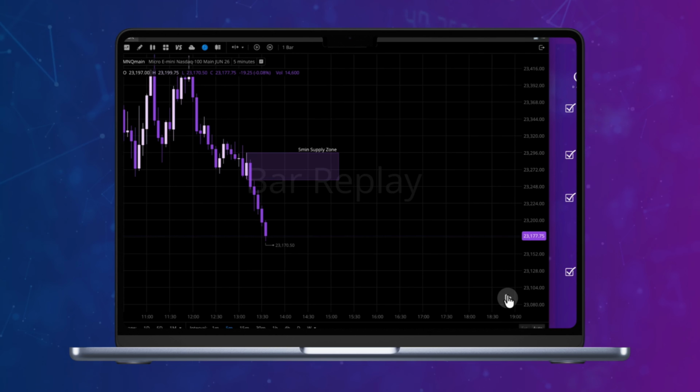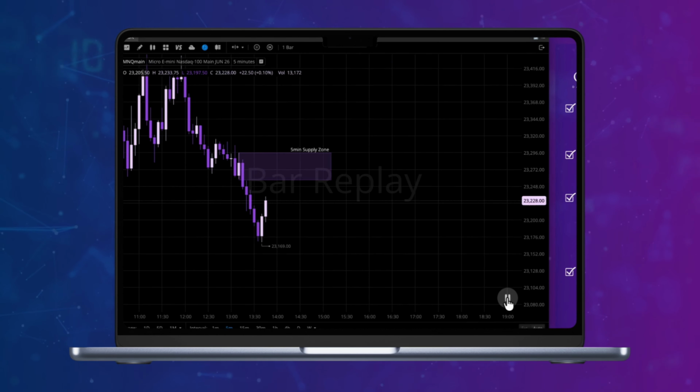The zone is going to be the previous candle of the opposite color. That is the candle that price pushed out of. So that is our zone. What I do is I put a rectangle around it, and that helps me to identify my zone. Then we'll wait for price to come back and tap the zone.